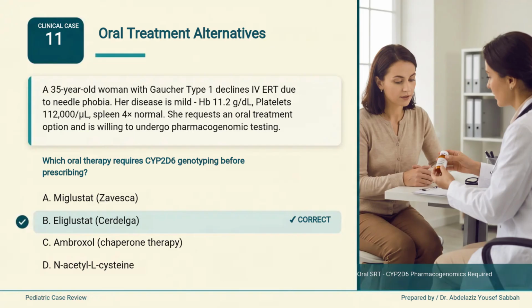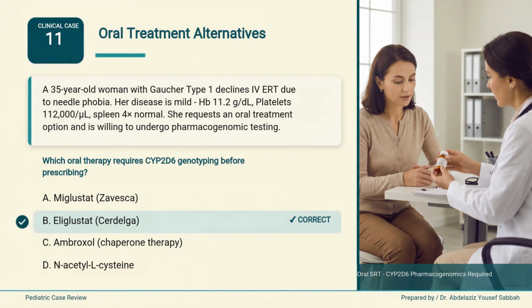Clinical Case 11. A 35-year-old woman with Gaucher type 1 declines intravenous enzyme replacement therapy because of needle phobia. Her disease is mild, with a hemoglobin of 11.2 grams per deciliter, platelets of 112,000 per microliter, and a spleen 4 times the normal size. She requests an oral treatment option and is willing to undergo pharmacogenomic testing. Which oral therapy requires CYP2D6 genotyping before prescribing?